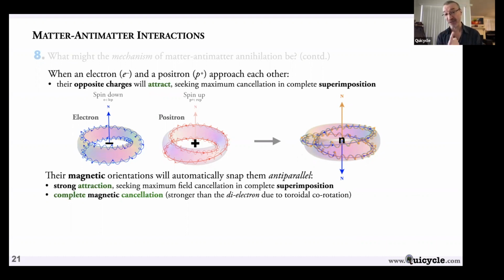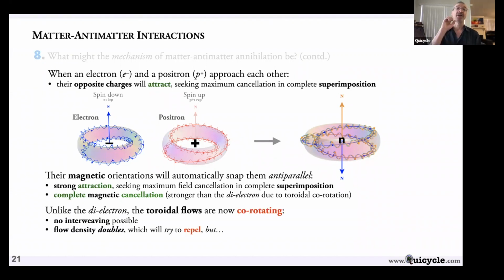And this magnetic field cancellation is even stronger than the case of the di-electron, because here the flows are co-rotating around, as in the di-electron, they're counter-rotating, even though the magnetic alignments are opposite, just like they are here. So it's possible that this is an even stronger electromagnetic confinement than we see in the case of the di-electron. However, unlike the di-electron, here their toroidal flows are now going to be co-rotating.